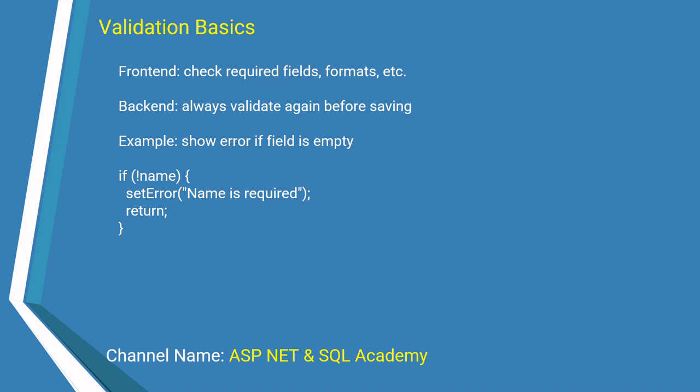Validation is critical. On the front end, we can check for required fields or specific formats before sending the data. But it is equally important to validate again on the backend since users may bypass front-end validation. In this example, we display an error if the name field is left empty.